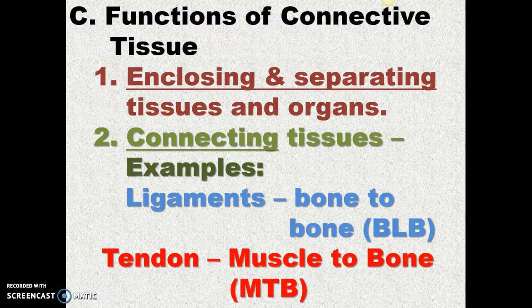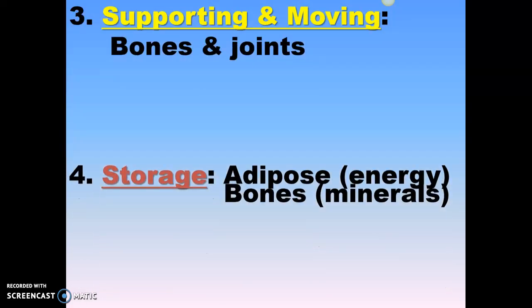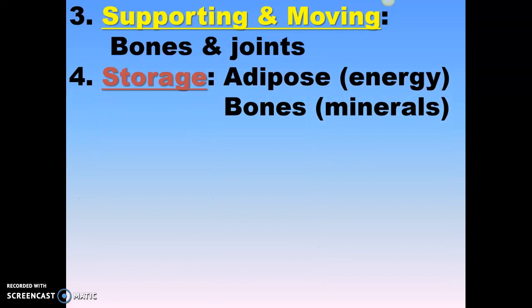So tendon, if you're ever in doubt, reach down, feel your Achilles tendon. It hooks to your gastrocnemius muscle. So there you have it, muscle to bone. Another function is support and movement. Bones are a connective tissue, and they're there for support. Fat, adipose, is another type of connective tissue, and its function is storage. It stores energy. Bones store calcium.